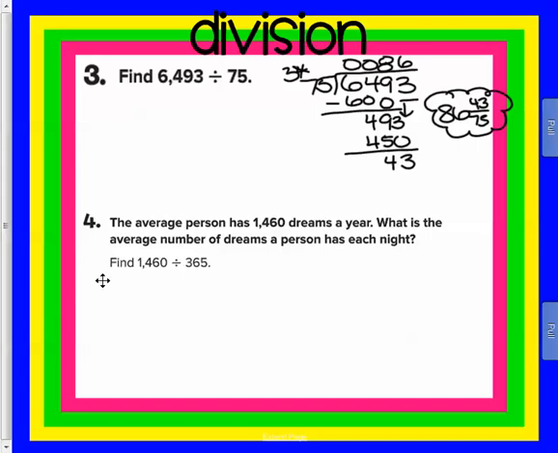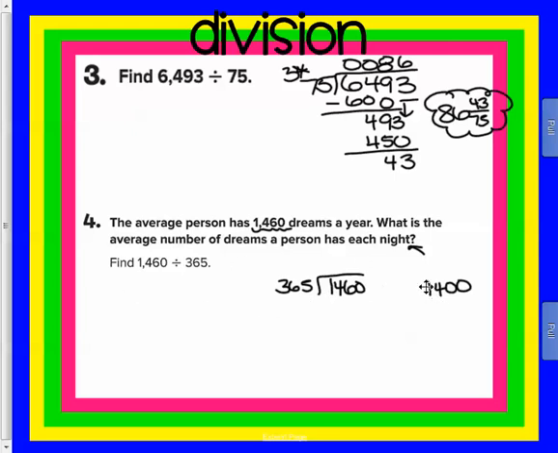Okay, let's look at this word problem. The average person has 1,460 dreams a year. What is the average number of dreams that a person has each night? Well, how many nights are there? There's 365 days, so there's also 365 nights. So we are going to divide by 365. This 365 does not go into 1, 4, or 6, so we have to look at the whole 1,000. So let's think of something easier. Let's think of the 1,400 and maybe even 400 here.